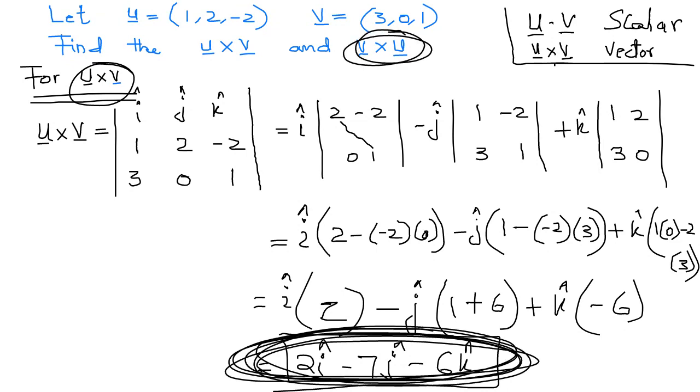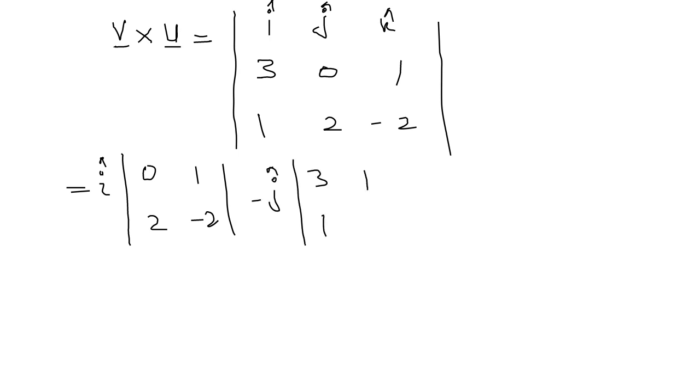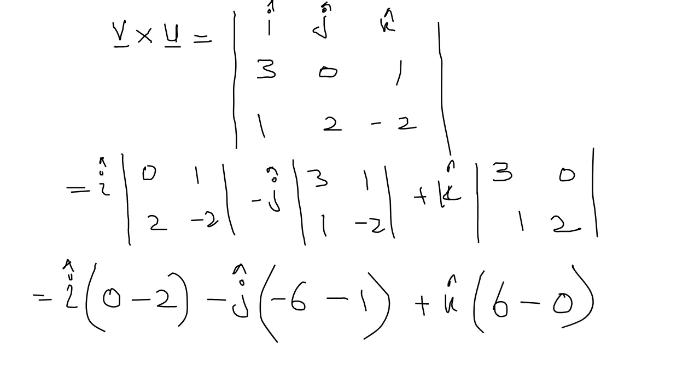Now we have to find v cross u. That is the v vector cross the u vector, equal to the determinant with i, j, k. And what is the v vector? That is 3, 0, and 1. And what is the u vector? 1, 2, and minus 2. Okay. Now simplify it. That is equal to i times (0, 1, 2, and minus 2), minus j times (3, 1, 1, and minus 2), plus k times (3, 0, 1, and 2). Okay. So i becomes 0 minus 2, minus j becomes minus (minus 6 minus 1), and k becomes 6 minus 0. So you can write minus 2i plus 7j plus 6k.